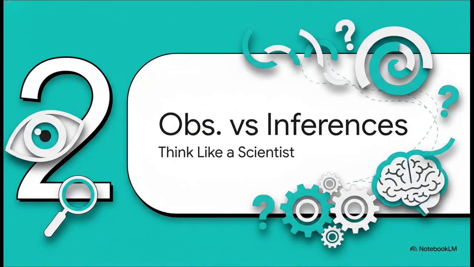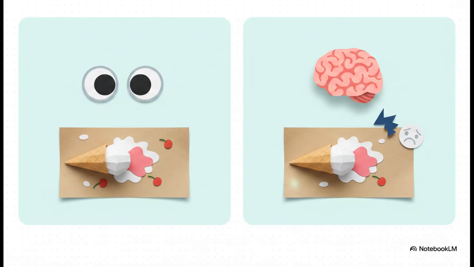Moving right along to section 2, observations versus inferences, thinking like a scientist. To successfully navigate that 5E process we just talked about, you really have to train your brain. The absolute most crucial point is understanding the difference between an observation and an inference. An observation is completely factual. It is just noticing a specific detail using your 5 senses. For example, say you look at a scene and see that ice cream fell out of a cone onto the ground. That is a fact.